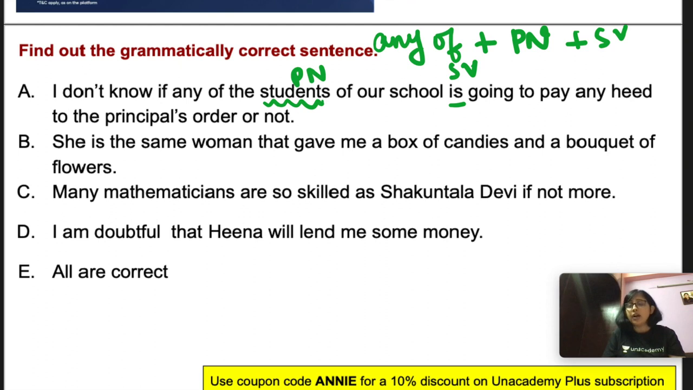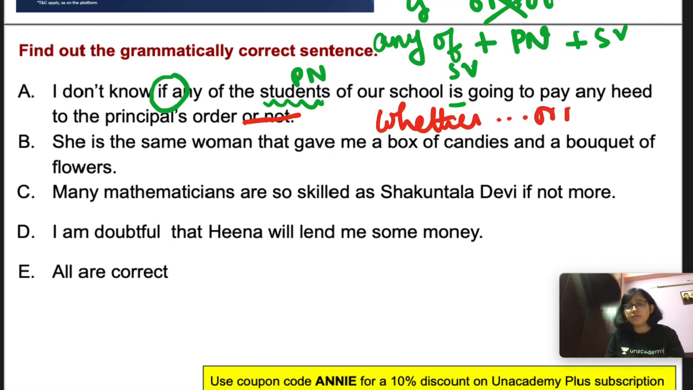Now when you talk about choosing, and if you use "if," then you are not supposed to use "or not" with it. So here "if" has been used, that's why "or not" cannot be used. With "whether" we use "or not," "whether or not." With "if" we do not use that.